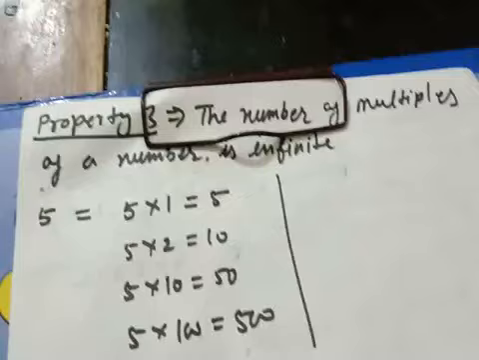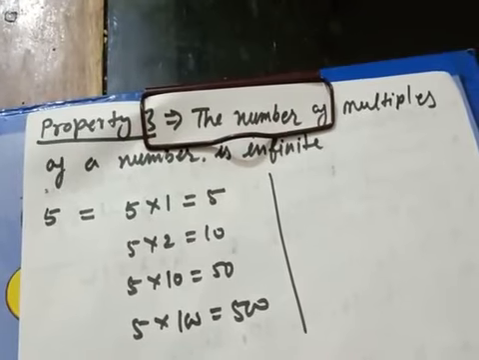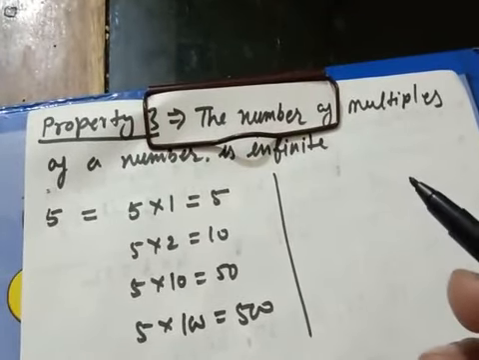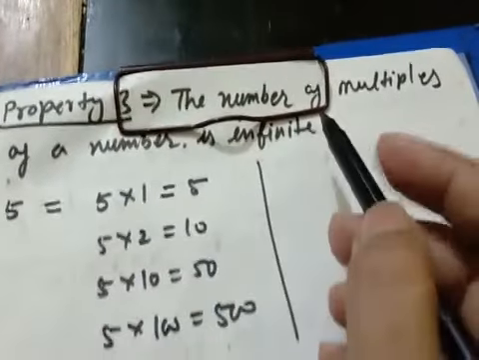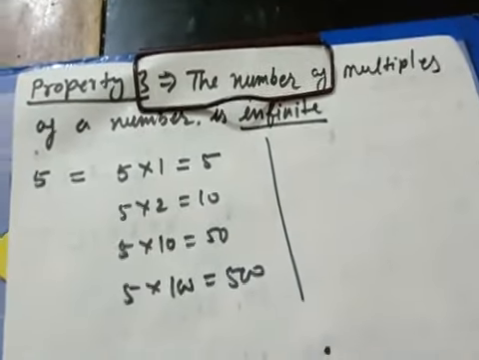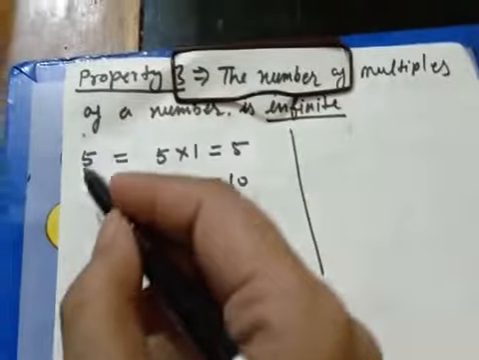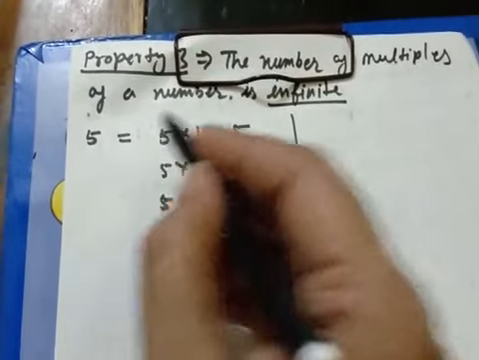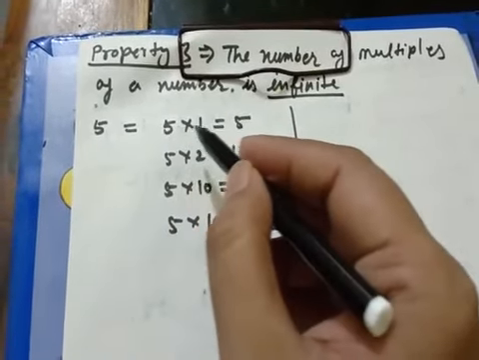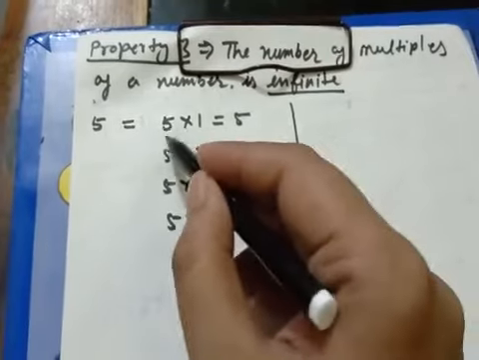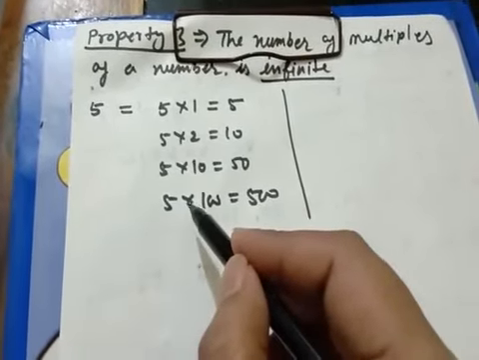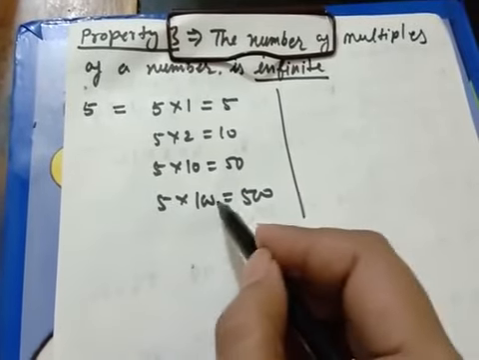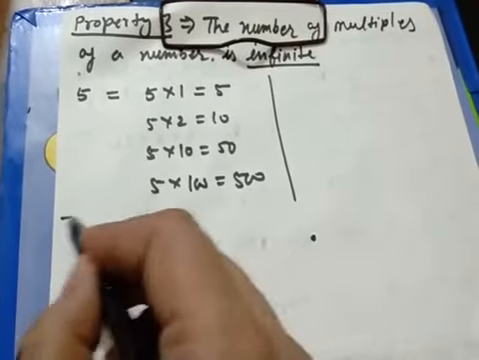Now in this property we will understand that the number of multiples of a number is infinite. Infinite means unlimited. I have taken one example, 5. If we have to find the multiples of 5: 5 times 1 is 5, 5 times 2 is 10, 5 times 3 is 15, 5 times 10 is 50, and 5 multiplied by 100 is 500.